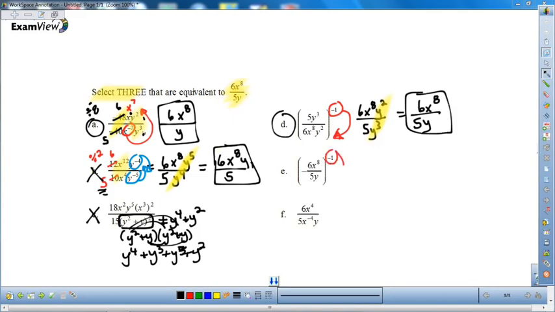For E, same concept. I'm going to have to flip my numerators. And there's nothing else I can do, so my answer is not E. So if we look at F, I'm going to move x to the 4th to the numerator. Then I'm going to add them. So I get 6x to the 8 over y. So F is also an answer.